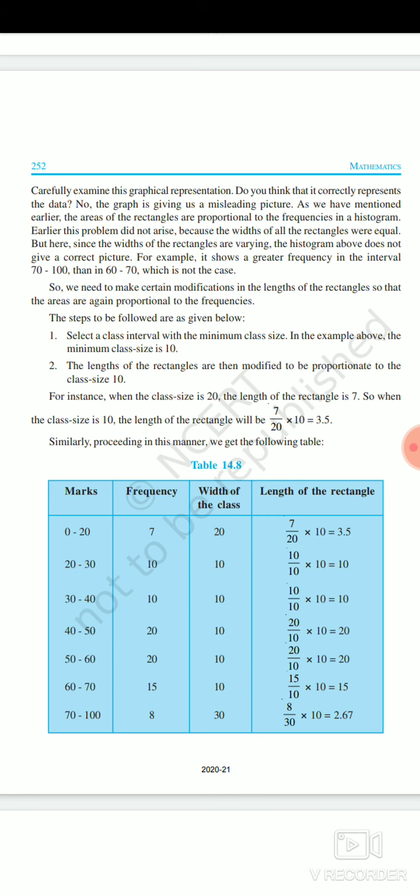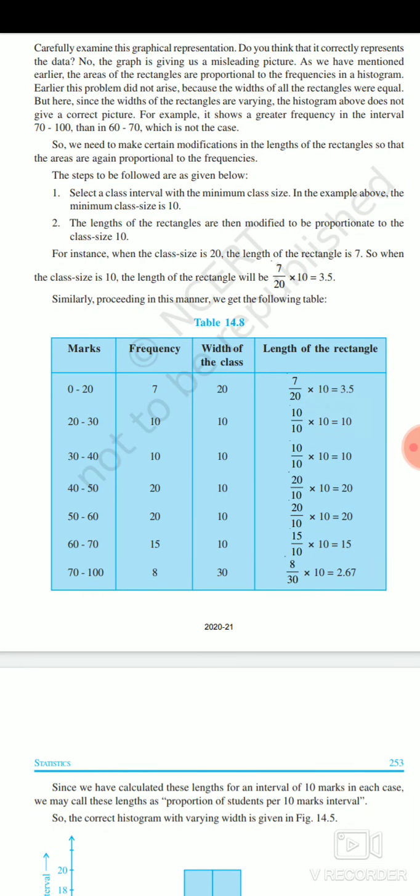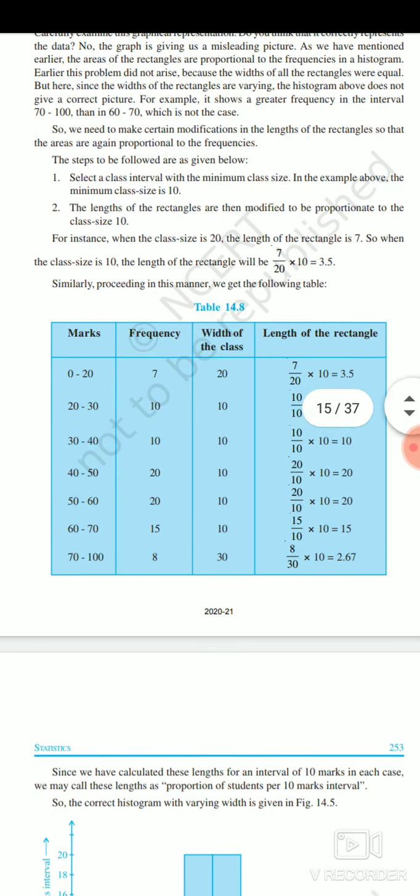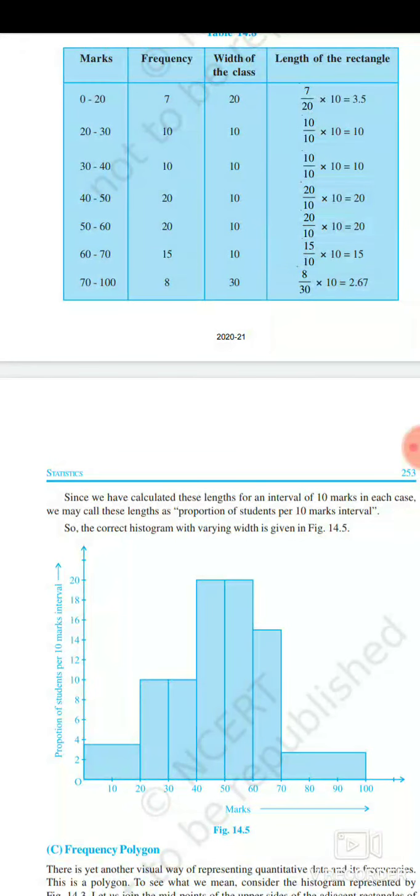Okay, now using the lengths of the rectangles, you are going to draw the frequency polygon. For that, 0 to 20 has a rectangle length of 3.5, the remaining are as usual, and for the last one, 70 to 100, approximately 2.67. You may draw it, but you are going to draw it on a graph sheet.